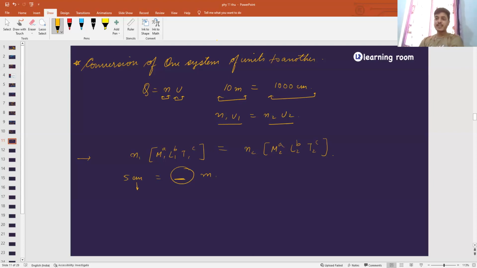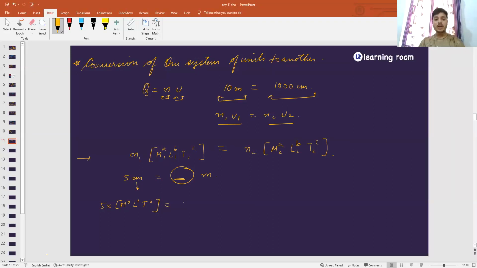Kaushik, you tell me. What are the dimensions here? Lata? What is the dimension here? See, it's a dimension of length. So you will be writing 5 into M0 L1 T0. Do you agree with me? Yes or no? Put a thumbs up if you agree with me. Right.